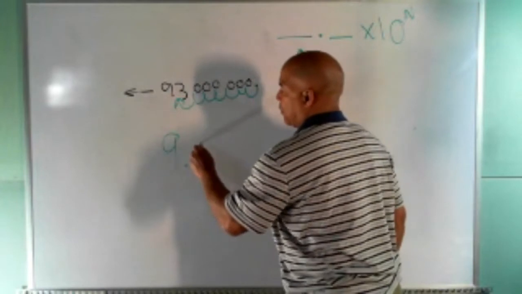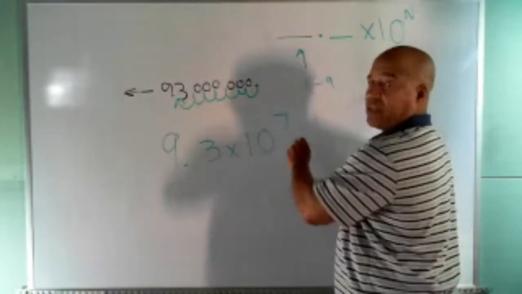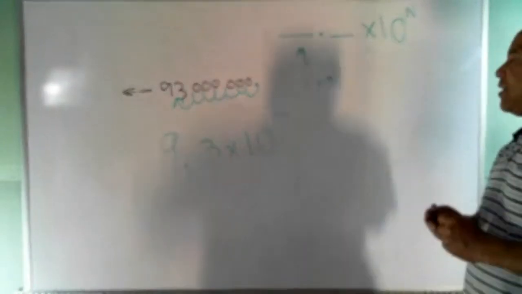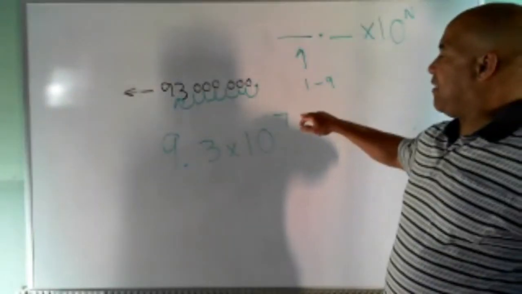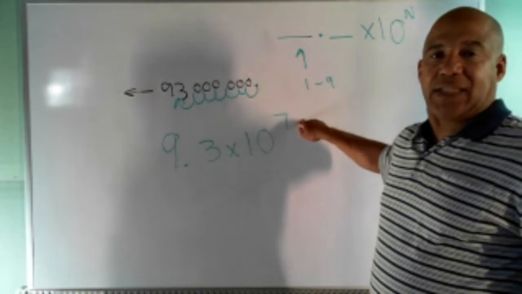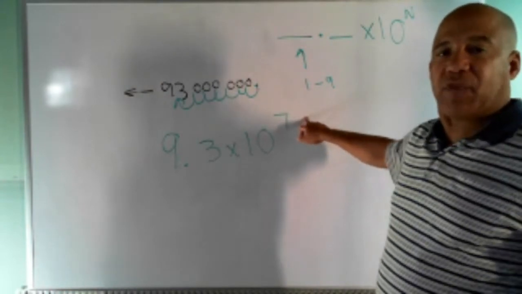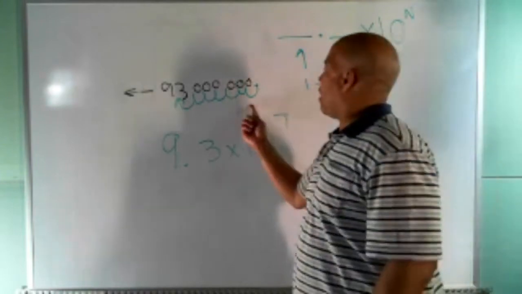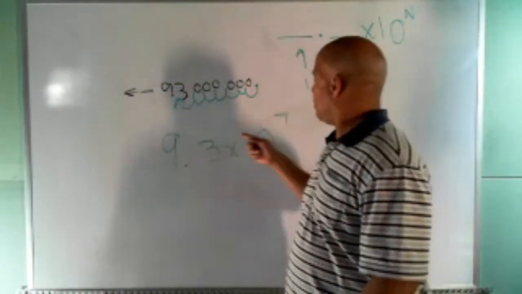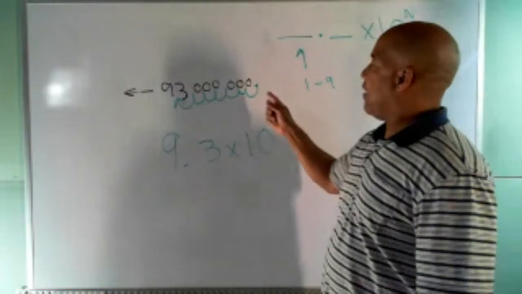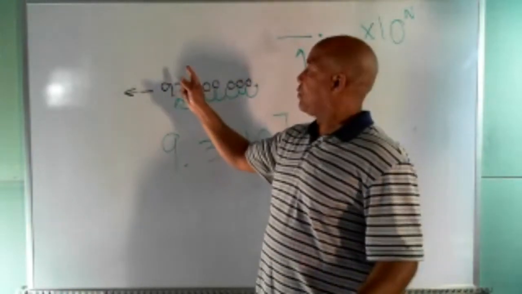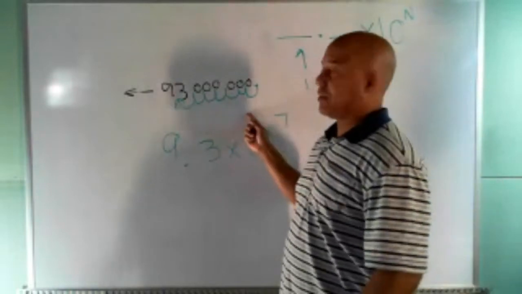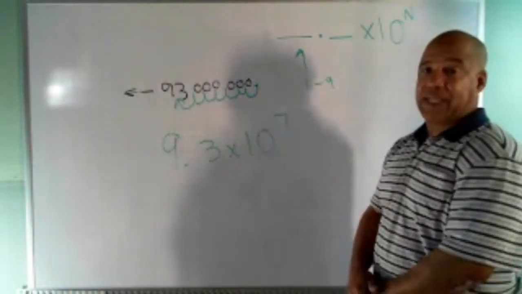9.3 times 10 to the... I had to move it 7 times. But I ain't done yet. I got to do one more thing. I gotta indicate if that power is negative or positive. So how do you know if it's negative or positive? Well, the way I do it is this. If I start with a number that's bigger than 1, that's going to be positive. If I start with a decimal number that's between 0 and 1, that's going to be negative. So 93 million is, of course, bigger than 1, so I'll leave that as a positive 7.